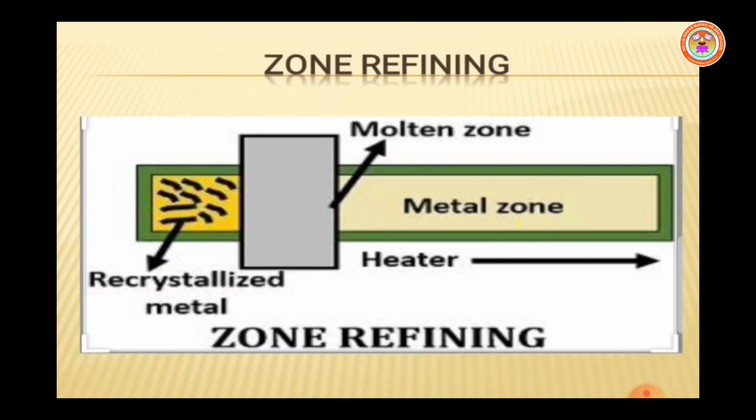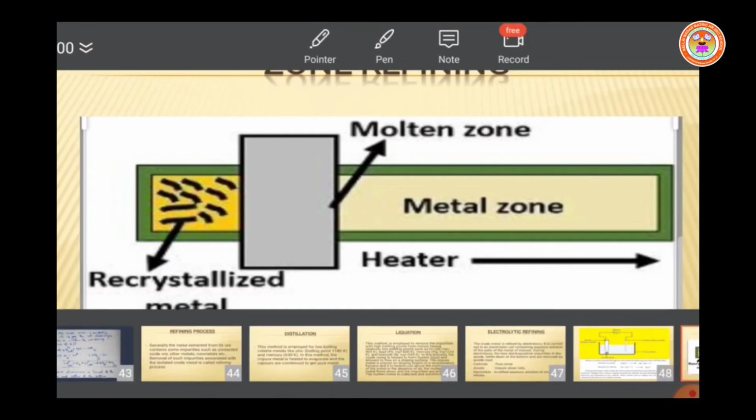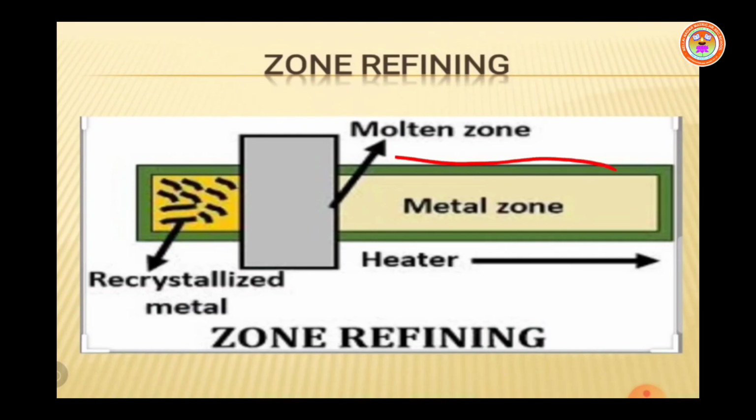In this method, the impure metal is taken in the form of a rod. Clear? Then one end of the rod is heated using a mobile induction heater. So one end of the rod is heated using a mobile induction heater, which results in melting of the metal on that portion of the rod.